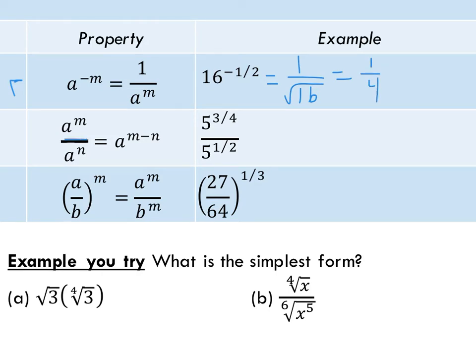Remember, if you are dividing and they have the same base, you're going to subtract those exponents. So let's see, 3/4 and 1/2, common denominator is 8. 5 to the 6/8 divided by 5 to the 4/8. That's going to give me 5 to the 2/8, which is 5 to the 1/4.